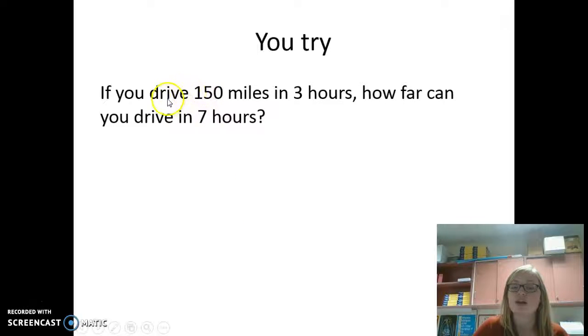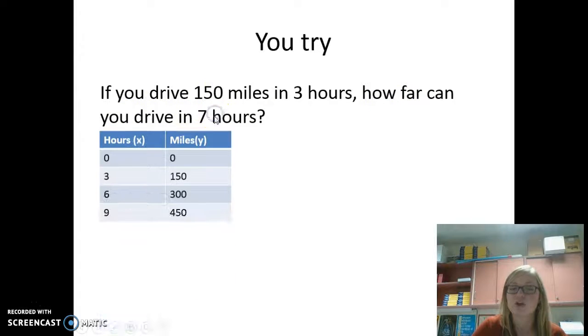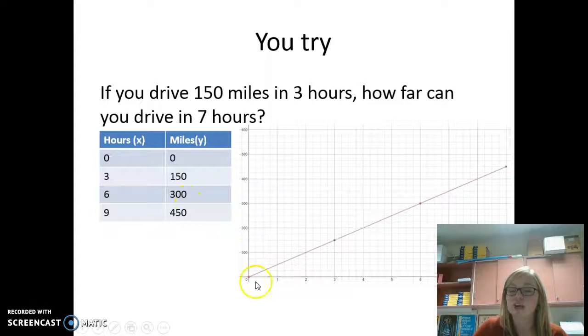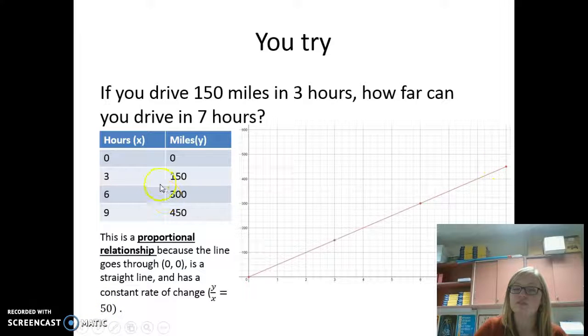Here's another one. If you drive 150 miles in 3 hours, how far can you drive in 7 hours? So make a table. If you don't drive at all, you've obviously spent no time and you've driven 0 miles. So for every 3 hours, you drive 150. So we just keep adding 3, add 150, add 3, add 150. When you graph it, you can see it goes through 0, 0. It makes a straight line, and the constant rate of change is 50 miles per hour if you divide each of these. So this is a proportional relationship.